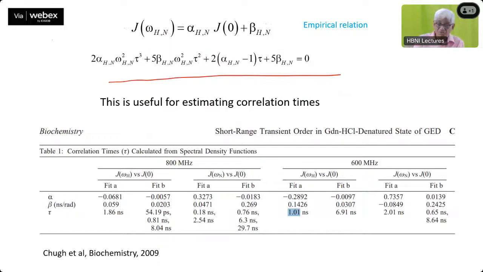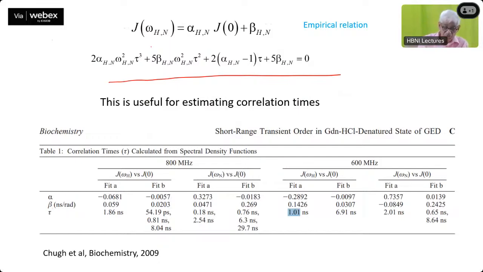This will allow you, by fitting your data, to calculate the correlation times. So you can do this short range in the particular protein. You take J omega H versus J0, that is omega H versus omega 0. You plot this, fit the data using this equation, and you get these parameters, alpha, beta, tau. Tau is what is relevant for us. Tau is the correlation time.